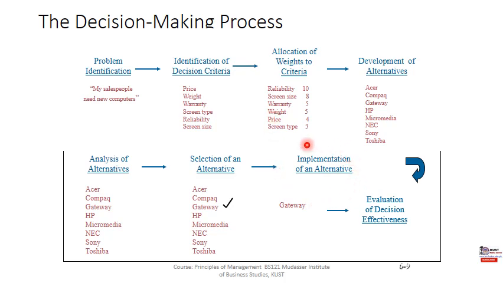In implementation of the alternatives, we will try to select the best alternative. For example, Gateway is a brand which completely fulfills our requirement, so we will select Gateway as the particular computer that we will purchase for our salespeople.